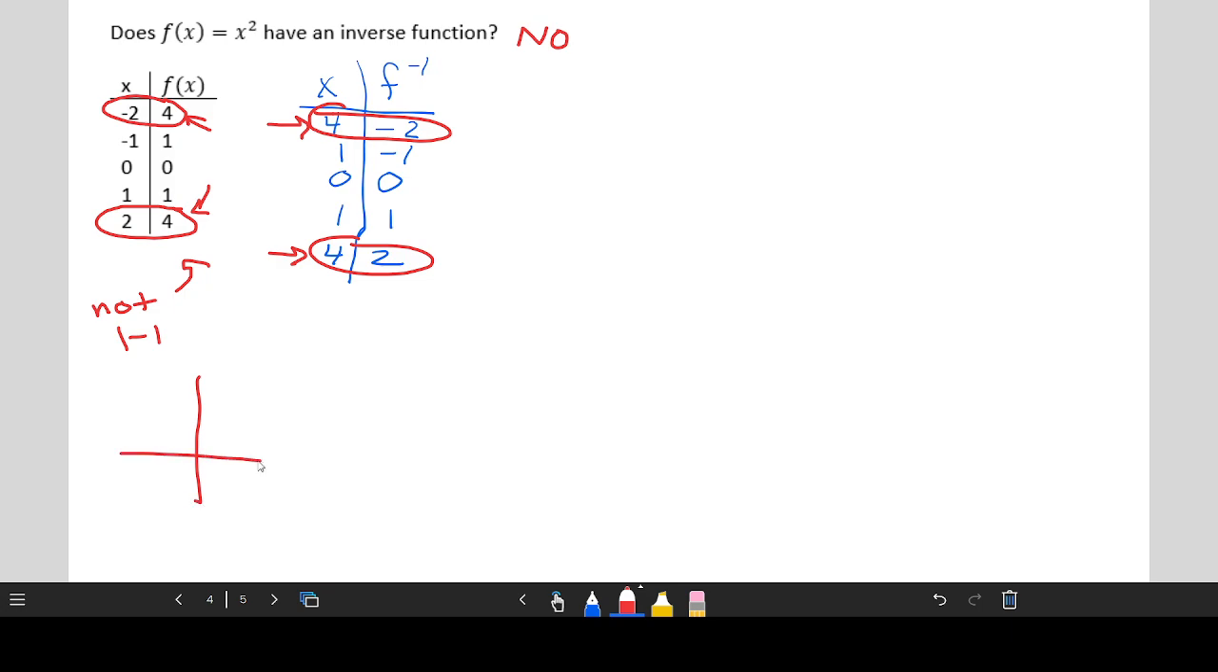X squared is not a one-to-one function. It would fail the horizontal line test that we discussed in a previous video, right? There's your 2 points with a y value of 4. And so when you find the inverse, if we graphed this, that would fail the vertical line test. It's not a function. So in order for a function to have an inverse function, it must be one-to-one. And because the functions are inverses of each other, the inverse function will be one-to-one as well.